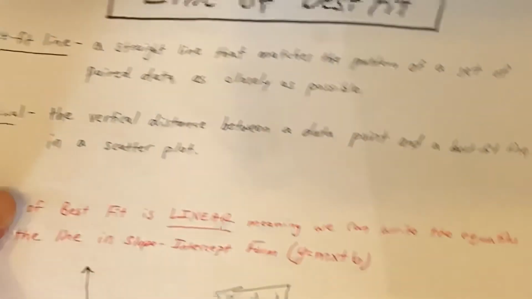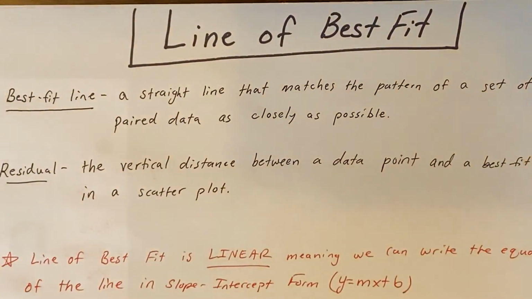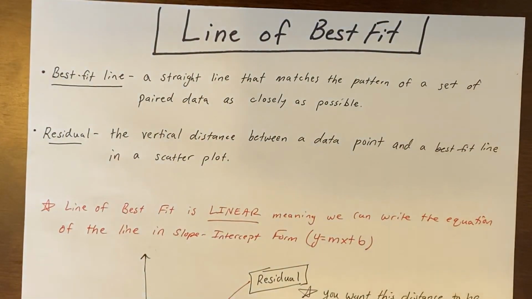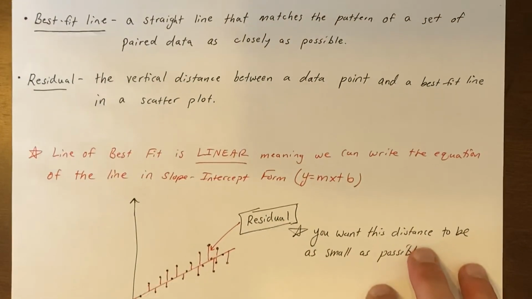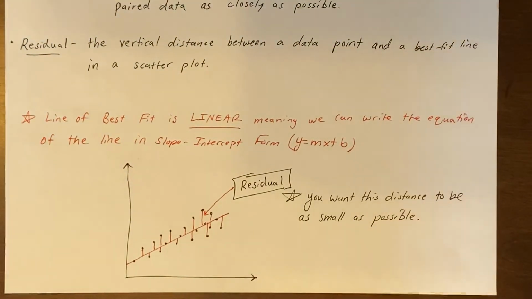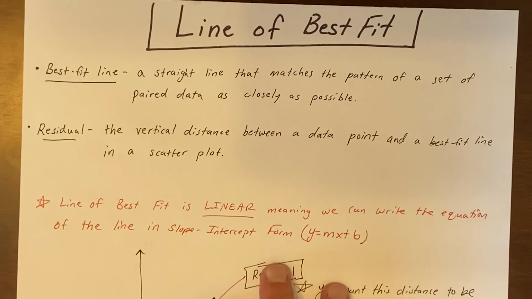So a couple things to remember. Just remember our line of best fit is a linear equation. So we write it in slope-intercept form. And the residual is the vertical distance from each point to the line of best fit. So that is line of best fit.